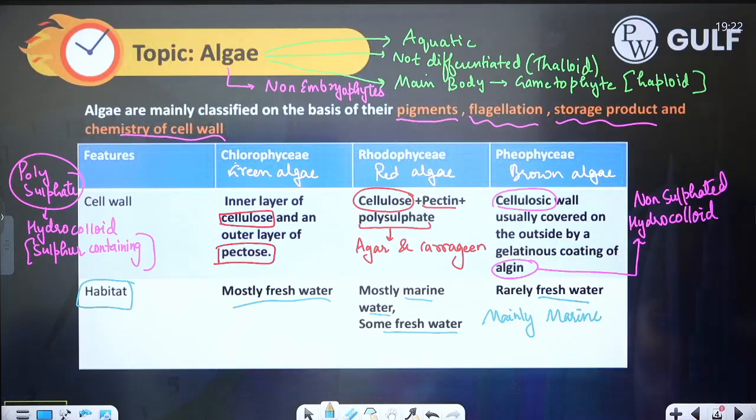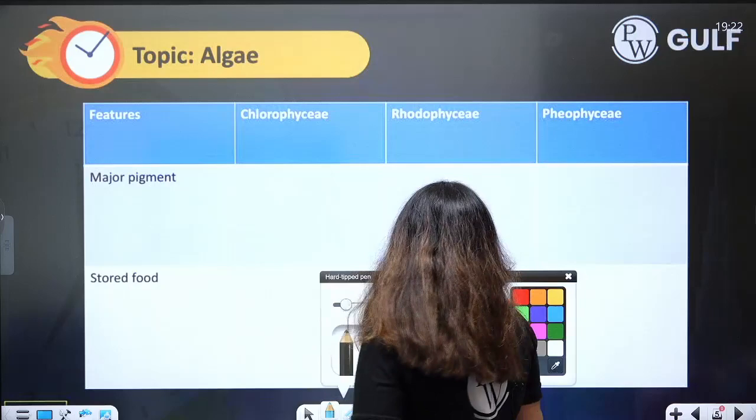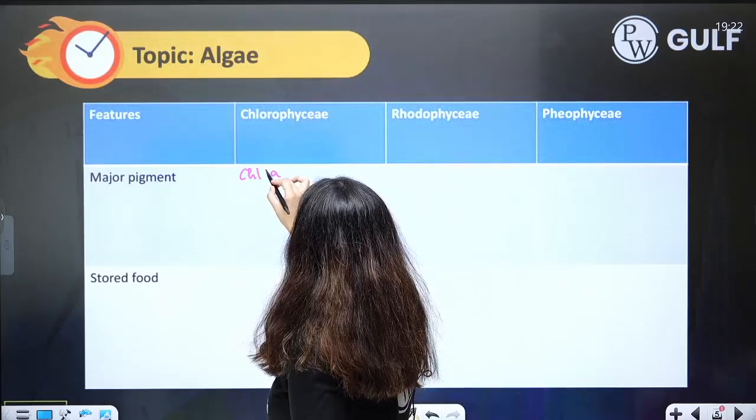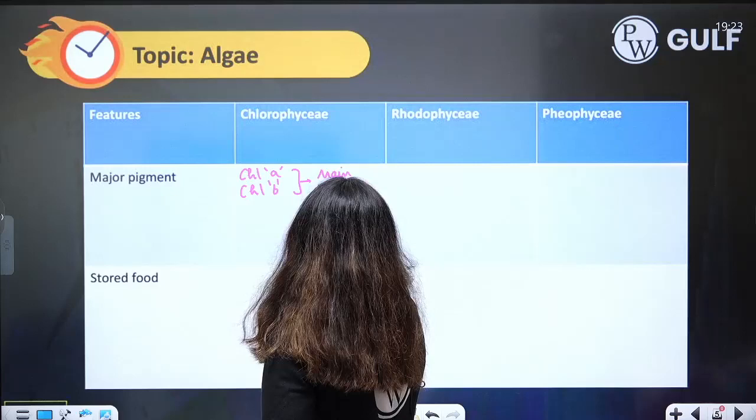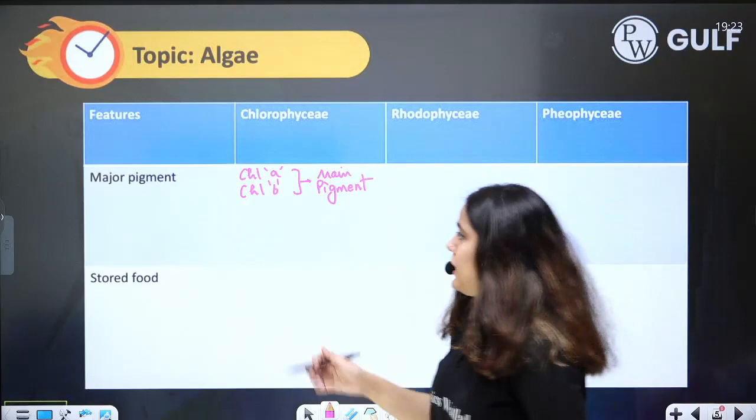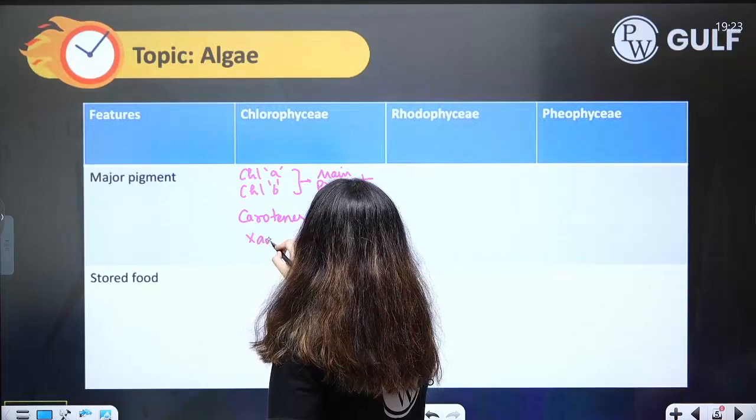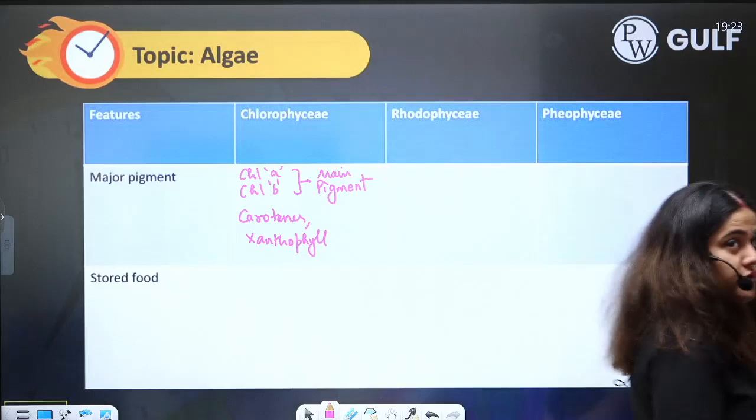Next is their major pigment. Beta, in chlorophyceae, because it is green in color, chlorophyll a and chlorophyll b are the main pigments. So the main pigments in green algae are chlorophyll a and chlorophyll b. However, carotenes and xanthophylls are also present. Carotenes are orangish pigments and xanthophylls are yellowish pigments.